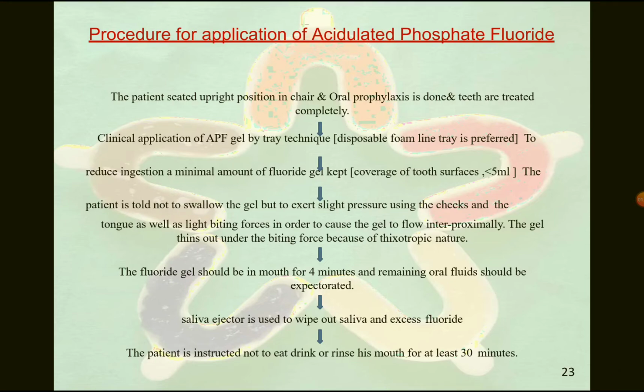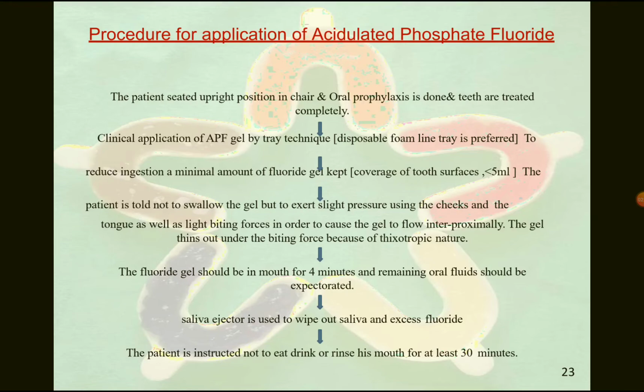Next is clinical application of APF gel by tray technique. A disposable foam-lined tray is preferred. To reduce ingestion, a minimal amount of gel is kept in the tray. The patient is told not to swallow the gel but to exert slight pressure using the cheeks and tongue, as well as light biting, in order to cause the gel to flow interproximally. The gel thins out under the biting force because of its thixotropic nature.